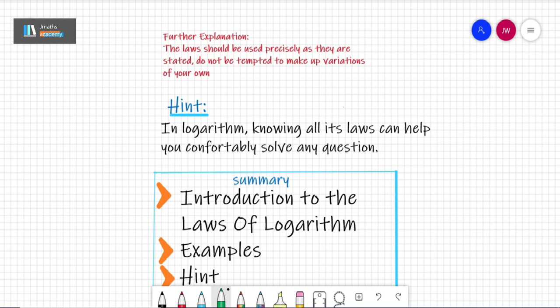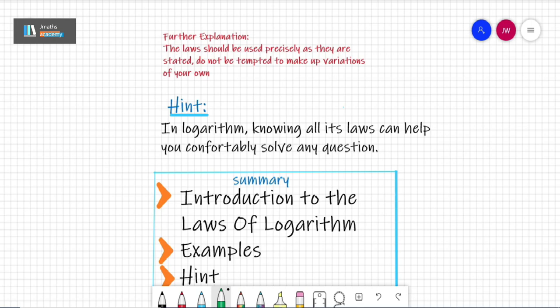Okay, here's a hint for the class. In logarithm, knowing all its laws can help you comfortably solve any question. So I advise you and encourage you to go through these laws over and over again and master them so that you can solve any question anywhere, WAEC, JAM, and even your normal school exams.